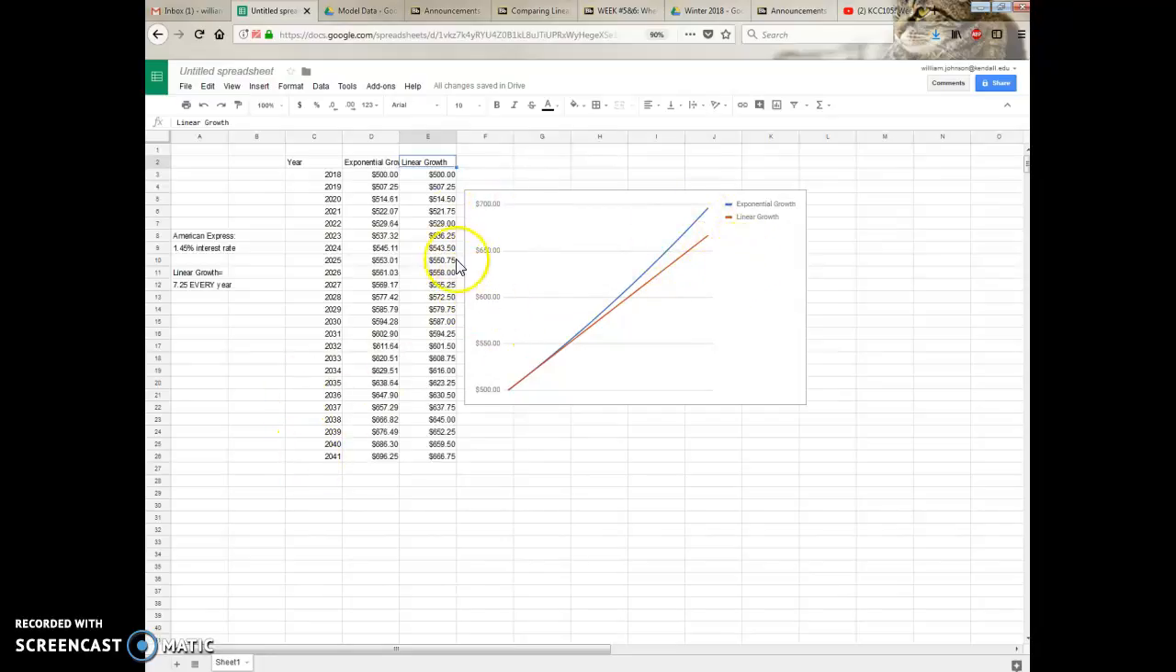Over these 20 years, you can have $700, whereas if you just had the simple, the red line is closer to $650. Okay, that's how we're approaching the comparison for the week 5 and 6 assignment.